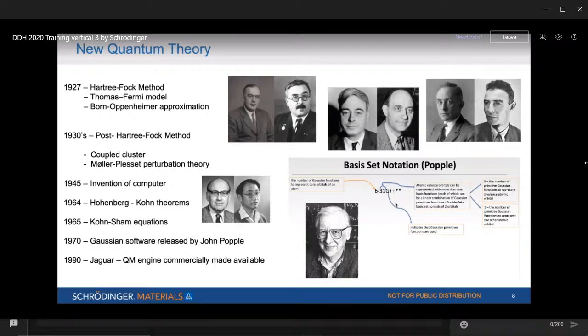A couple of them are worth mentioning: coupled cluster methods, MP theory. These are the theories which are used to solve many body systems. They were all doing it in the 1930s to '40s using paper and pen. You can't go into much detail in the 1930s and '40s with paper and pen. So in 1945, we have the invention of the computer.